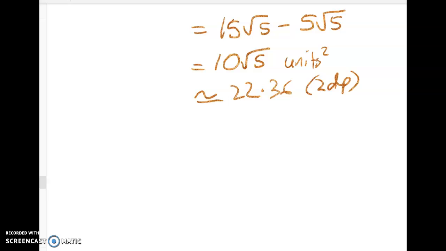So there you go. 3 pretty, I think, easier than usual questions for the achieved and merit bit of question 3. I'll be back soon with 3D and then 3E.